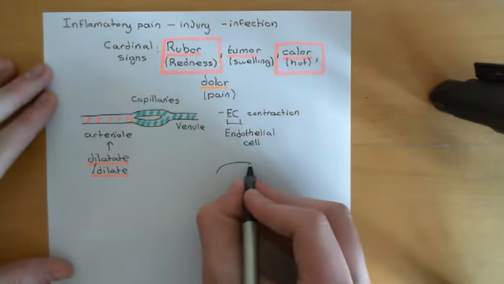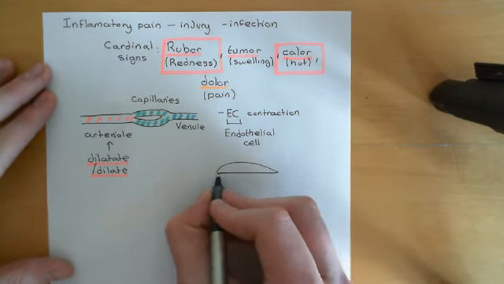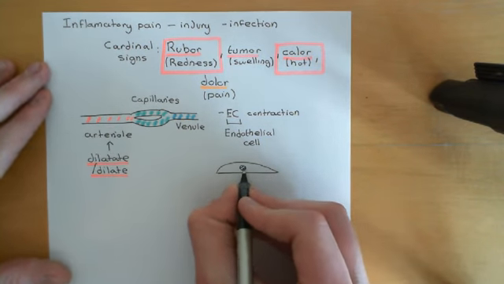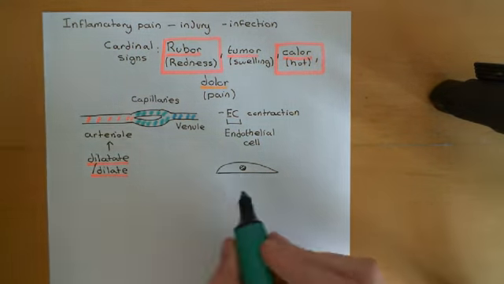So let me draw this. Here is an endothelial cell, and I'll have it sitting on a basement membrane.